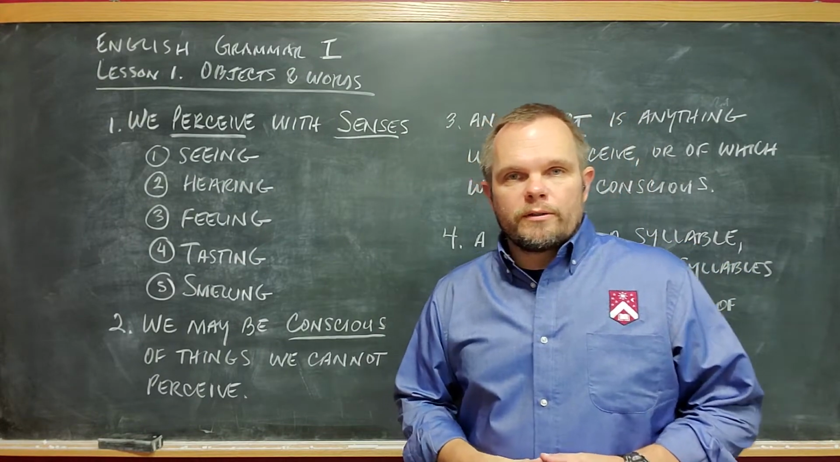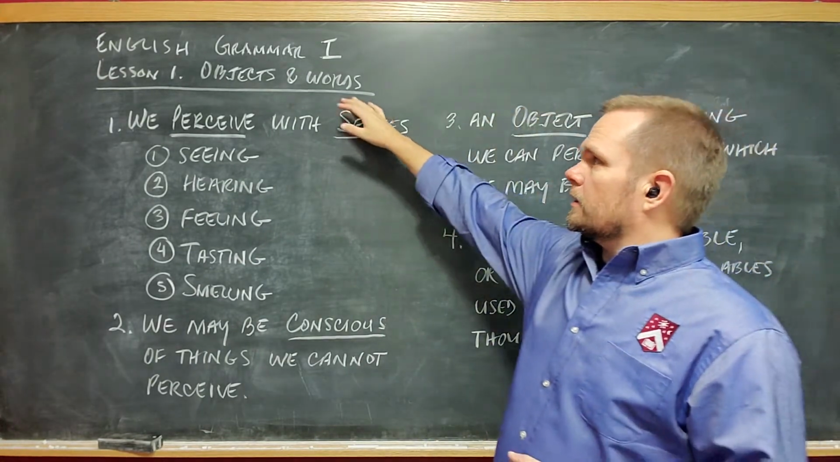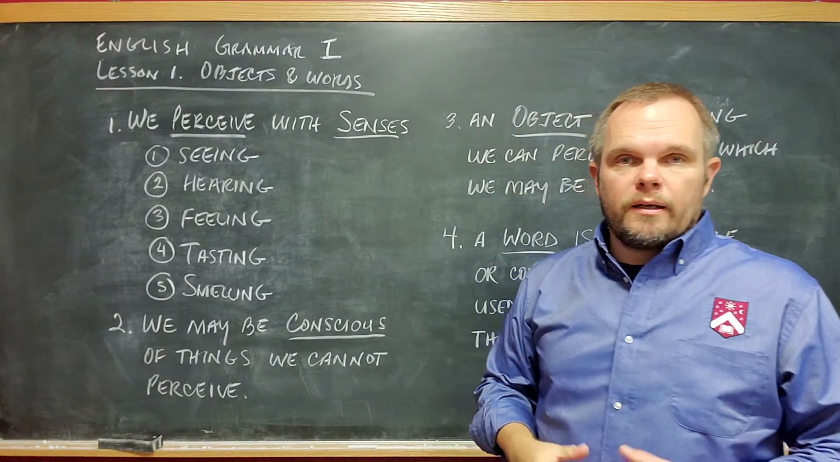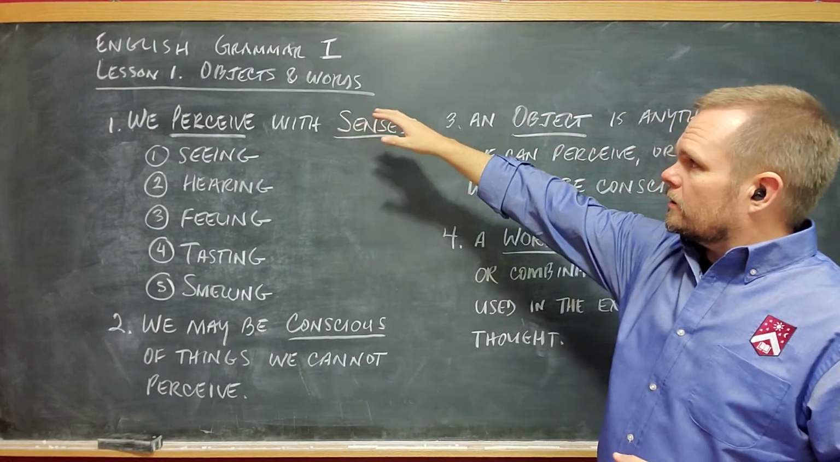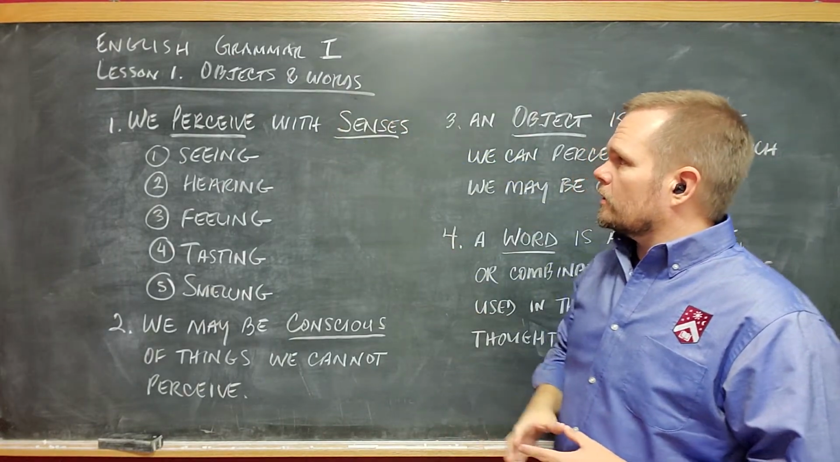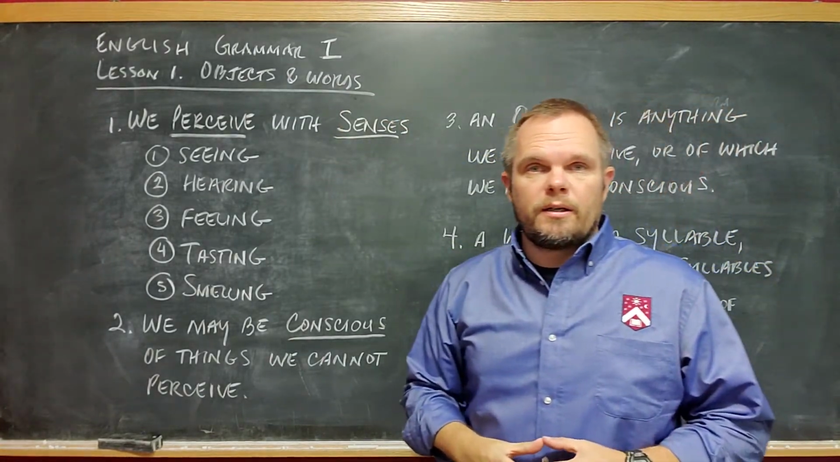In this video, we're going to study the first lesson in English Grammar 1 in the Classical Liberal Arts Academy. In this first lesson, you can see the title of our lesson here. We're going to learn about objects and words.